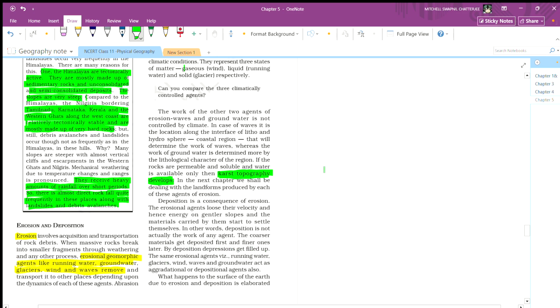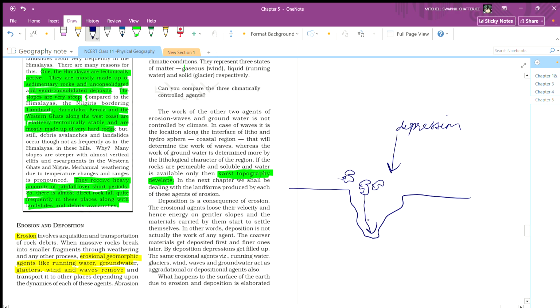Depression, that is this one. Let's assume this is the surface. This is the depression on the surface of Earth. Now the materials of uneven size get deposited first, and the fine particles get deposited on the top.